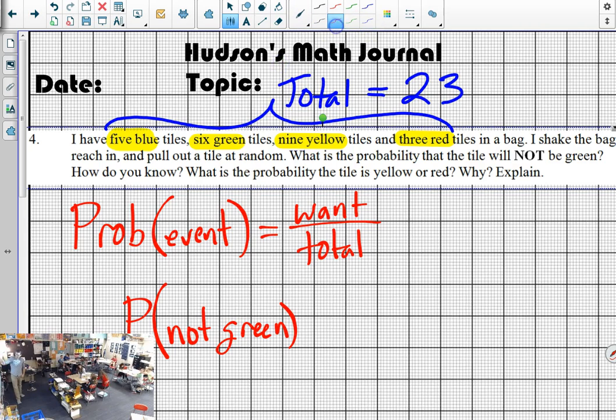So here for my not greens, Grant said there's 17 not greens. Right? 3 plus 6 is 9, 12, plus 5, 17. Out of how many total? 23. You're done. You don't even need to go anywhere else with that.